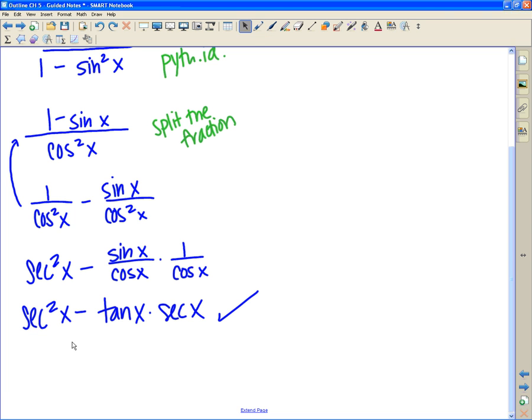The problem didn't necessarily ask me to factor, but I could factor out a GCF of secant of x. Moving on.